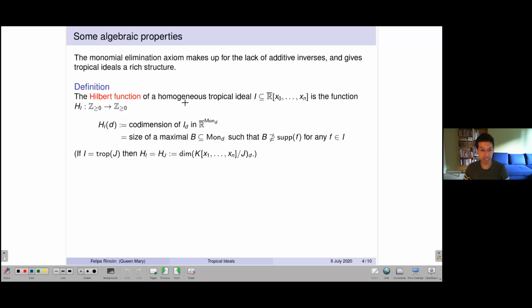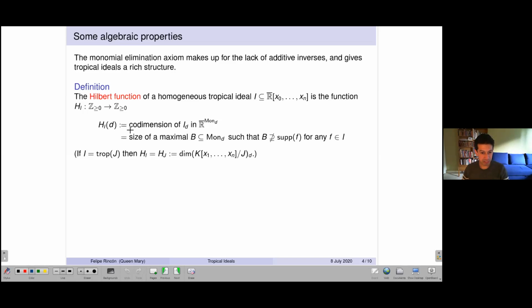So you can do the same for tropical ideals. The Hilbert function of a homogeneous tropical ideal, so now this is an ideal over the tropical semiring satisfying this monomial elimination axiom, you can define it as the function that takes some degree and spits out a dimension, or a codimension in this case. So if you input the degree d, the output is going to be the codimension of the degree d part of I. So these are polynomials of degree exactly d, inside the space where they live, which is the space of all possible polynomials of degree d, which we are identifying with R-bar to the monomials of degree d.